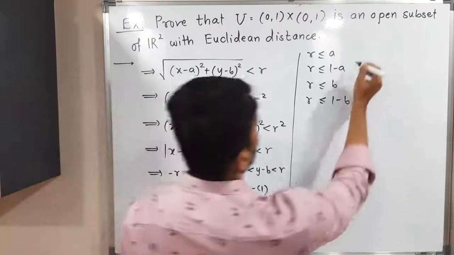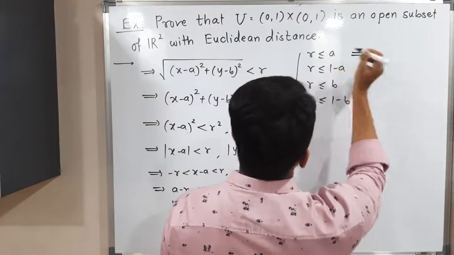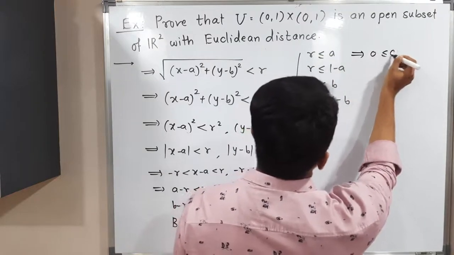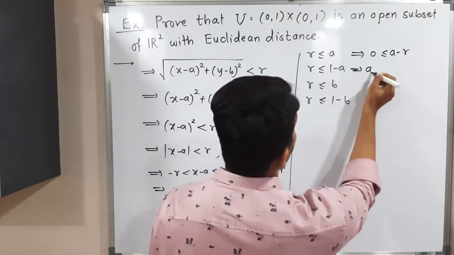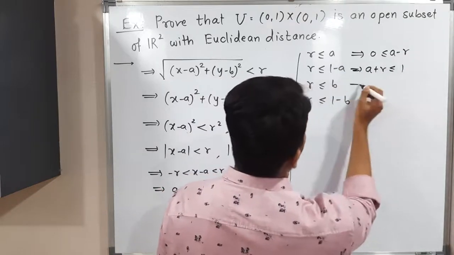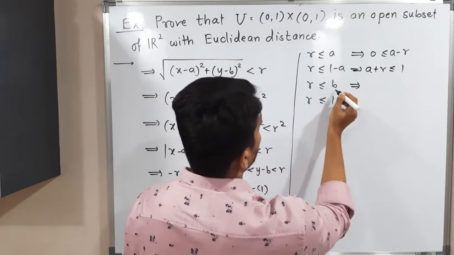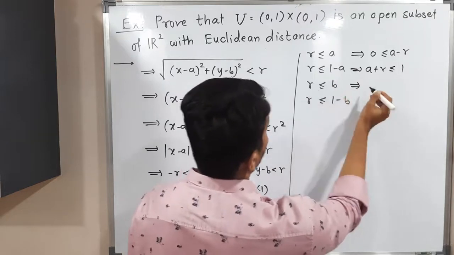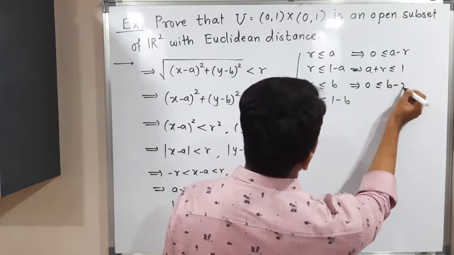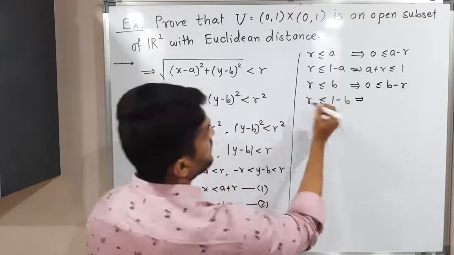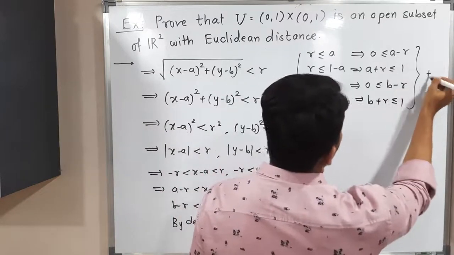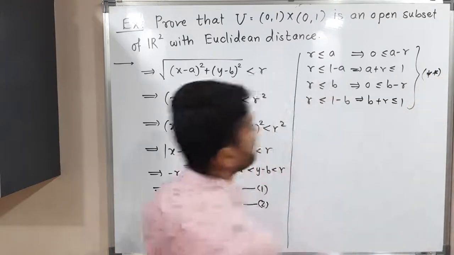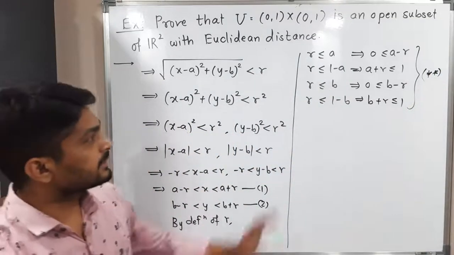So what can we write after that? This implies, I will shift r on this side. So 0 less than or equal to a minus r. I am going to shift a on this side, so a plus r less than or equal to 1. Then I will shift r on that side: 0 less than or equal to b minus r. Here I will shift b on this side, so b plus r less than or equal to 1. I will call it double star. See, simply I adjusted.